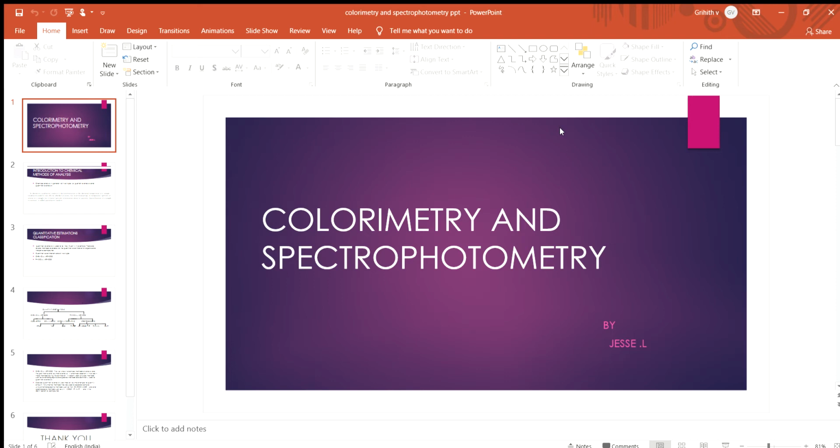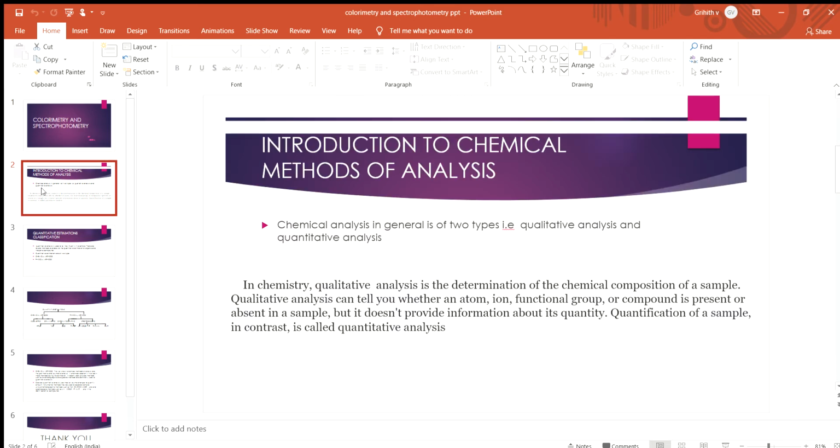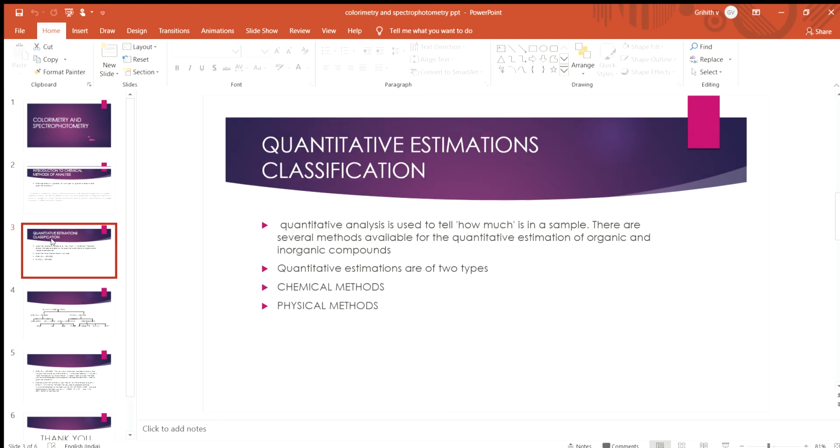Under quantitative chemical analysis, it involves the determination of composition by weights. So we'll determine the composition of the sample. We'll determine the amount of the sample present in the compound. See here, quantitative analysis is used to tell how much is in a sample, means how much of the compound is present in the sample. It involves the determination of the composition by weights.